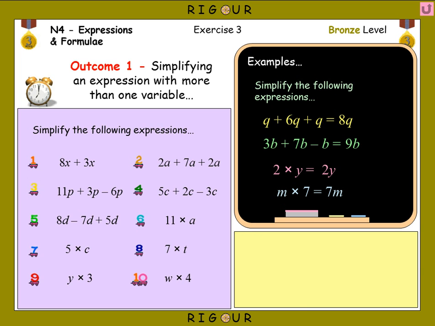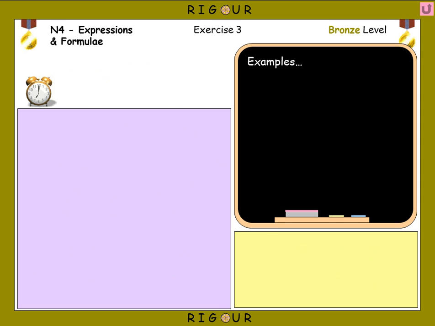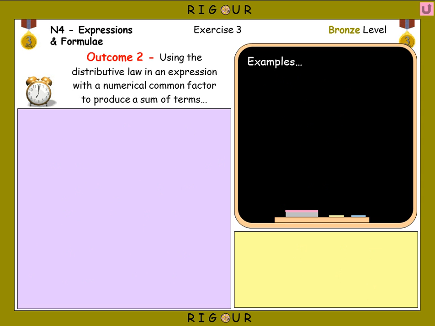Okay, you've unpaused the video, let's go for some answers. So number 1 is 11x, number 2 is 11a, number 3, 8p, number 4, 4c, number 5, 6d, number 6, 11a, number 7, 5c, number 8, 7t, number 9, 3y, and number 10, 4w. So give yourself a score out of 10. Okay, and moving on to the next section.